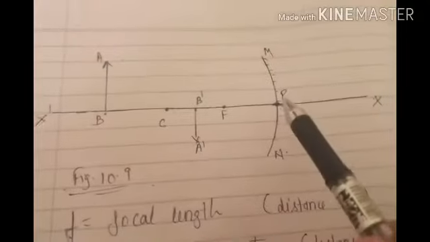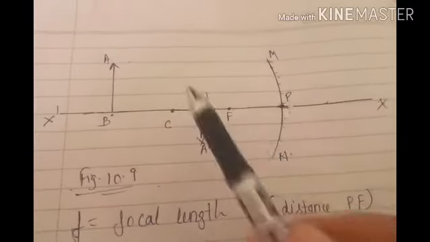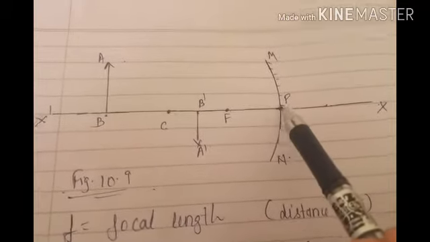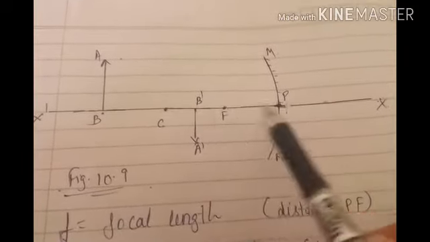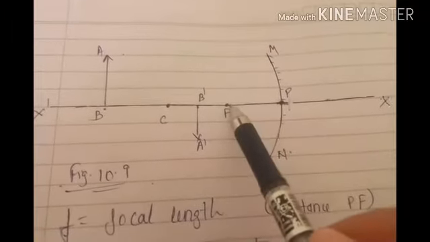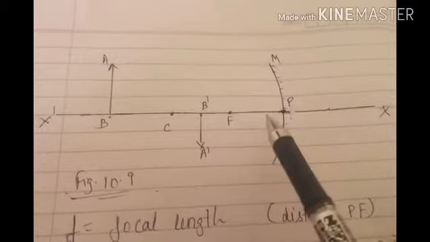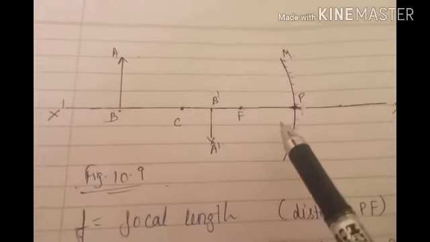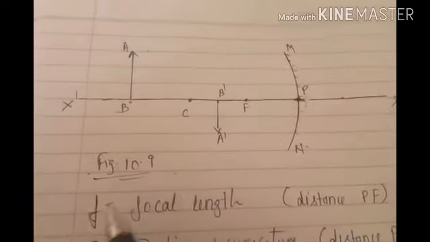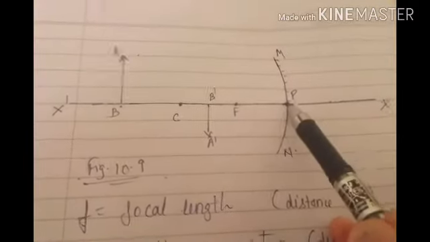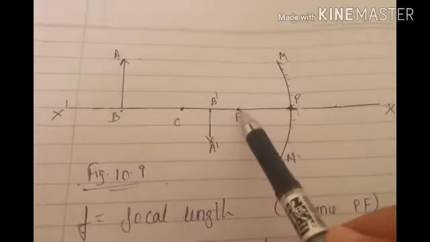Now let's understand the sign convention. This is the origin, and the distances on the left hand side of the origin are negative. PF is the focal length of this mirror. If you are told the focal length is say 3 centimeter, what will you take? You will take f equal to minus 3 centimeter. Why? Because distances on the left hand side are negative.